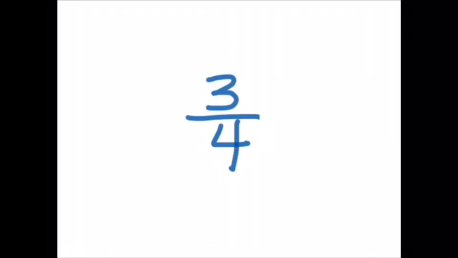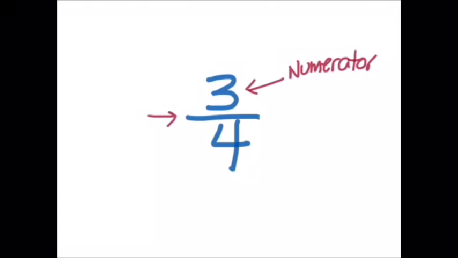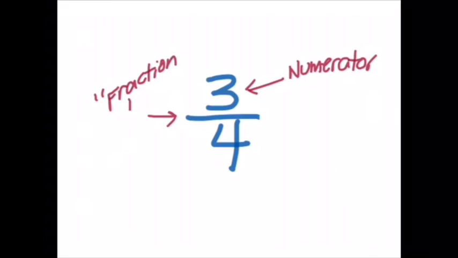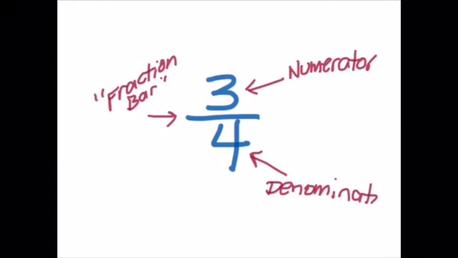Let's talk about the basic parts of a fraction. We've got this number at the top called the numerator. This little line in the middle, we refer to that as the fraction bar. And the number downstairs in the lower part of the fraction is called the denominator. These are the three basic components of a fraction: numerator, fraction bar, denominator.